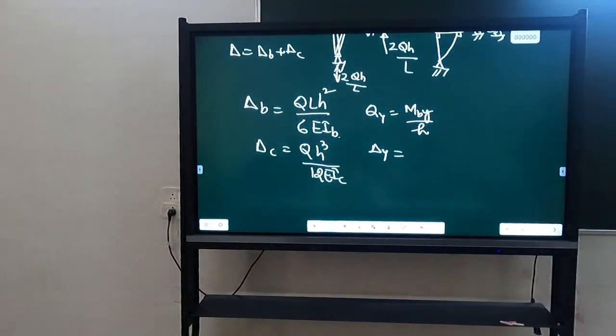If you are not able to get anything, ask. QL squared over 6EI, that's what you have got. How? But you have to substitute. Yeah, that is okay, but substitute Q as MBY by H. From the reinforcement which is provided in the section. Yes, somewhere here we are assuming it will be MBY.